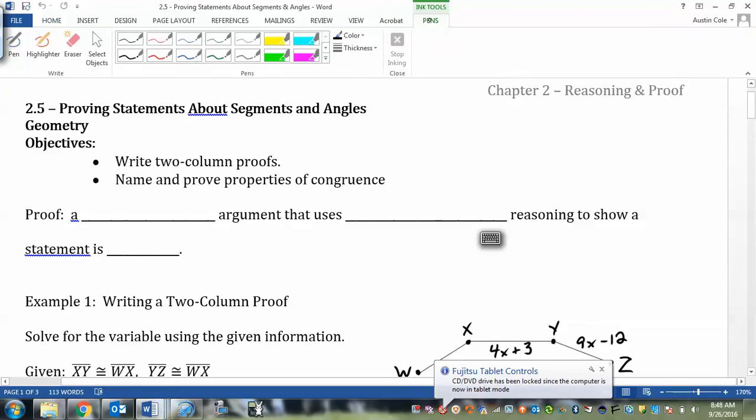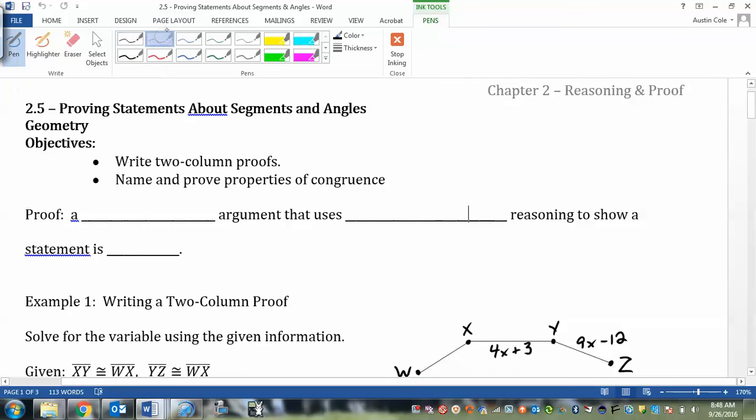The first thing we need to do is identify what a proof is. Okay? A proof is a logical argument that uses deductive reasoning to show a statement is true.